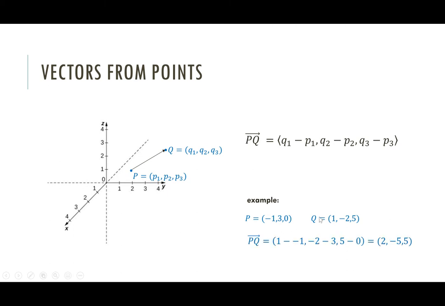Okay, and so as a quick example, with the points P and Q going from P to Q, this would be 1 minus minus 1, and then second component 2 minus 3, and the third component is 5 minus 0. And you do this out, this is 2, minus 1, 5.